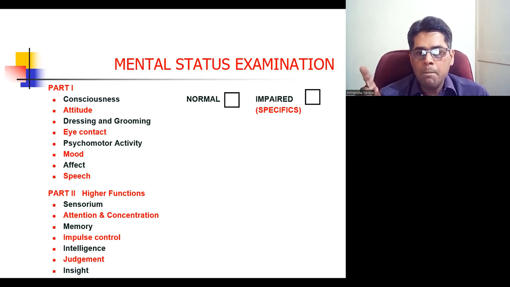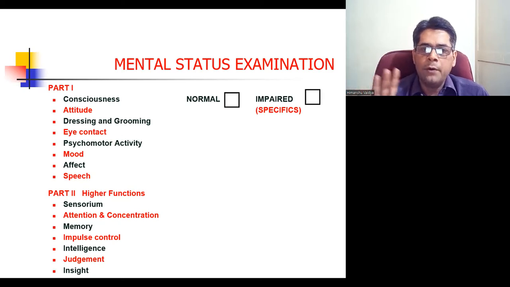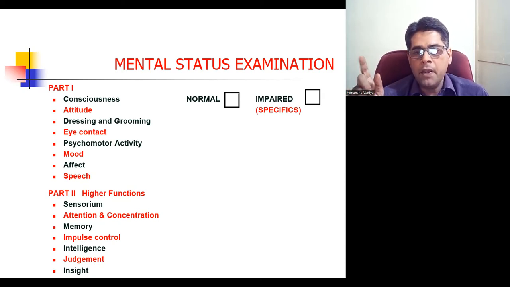So we say impaired owing to ABC. If it is normal, you don't have to say anything more. But if you say impaired, not normal, then you have to detail it out. What is it not normal? Why is it not normal?